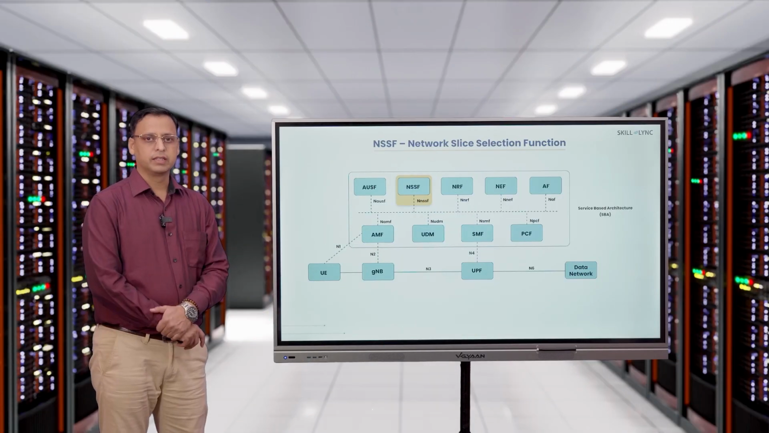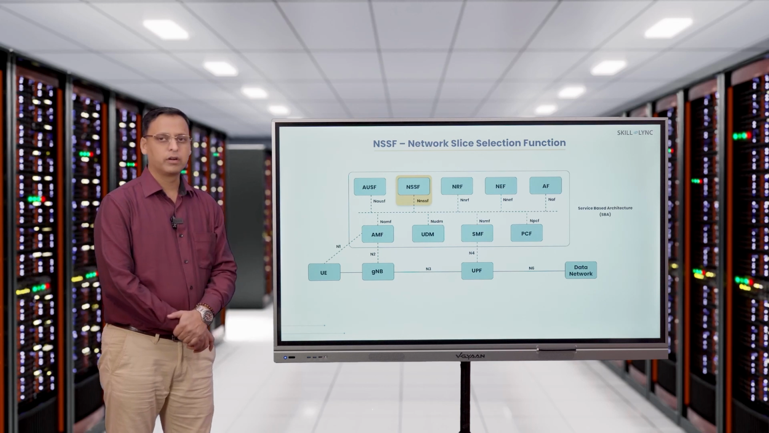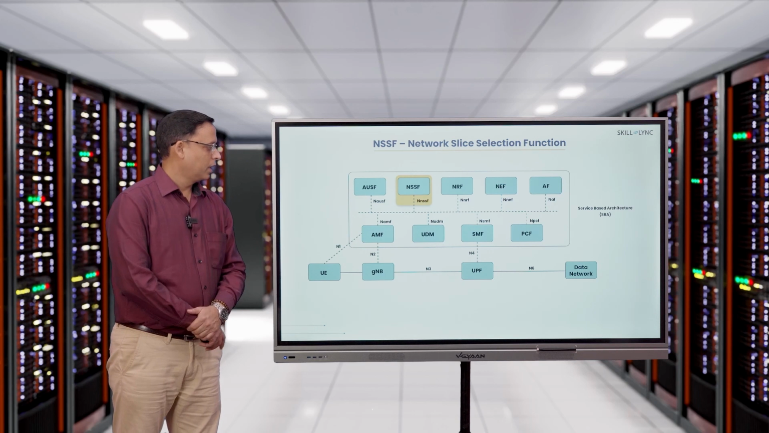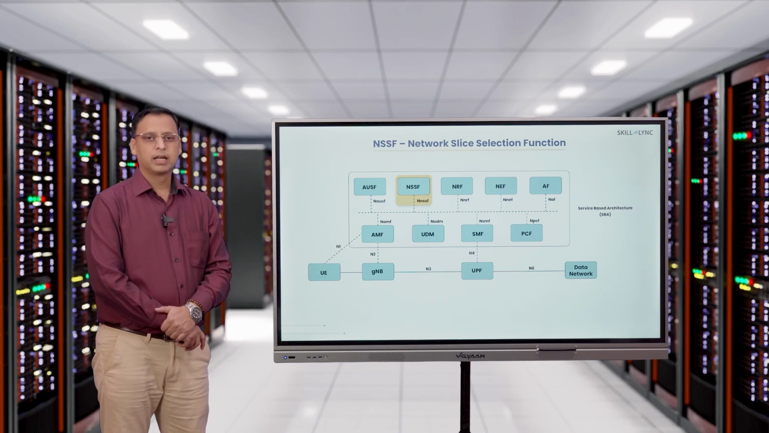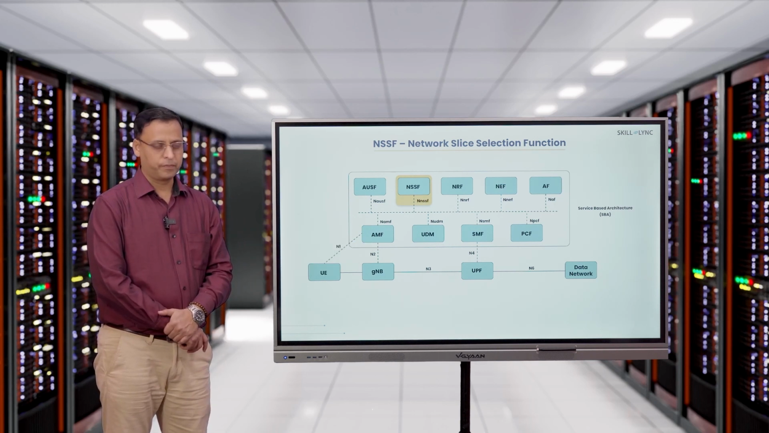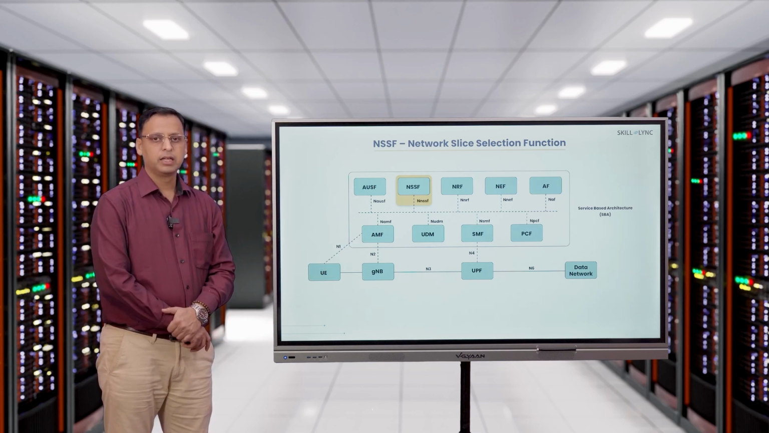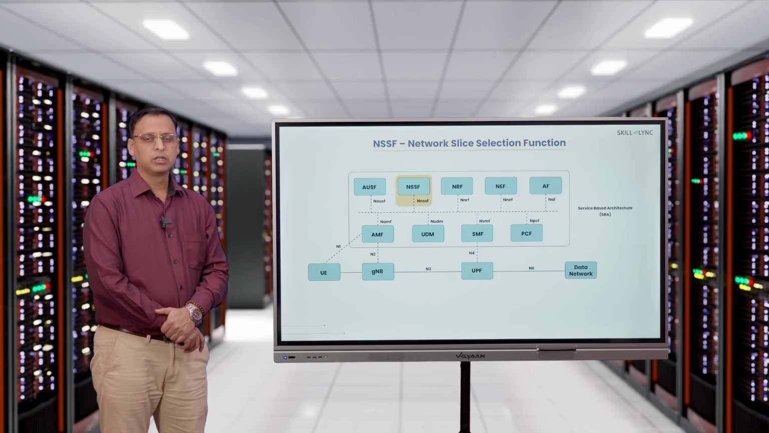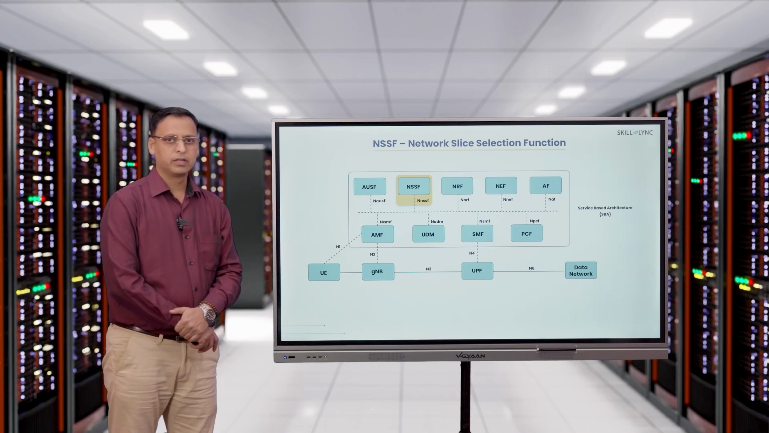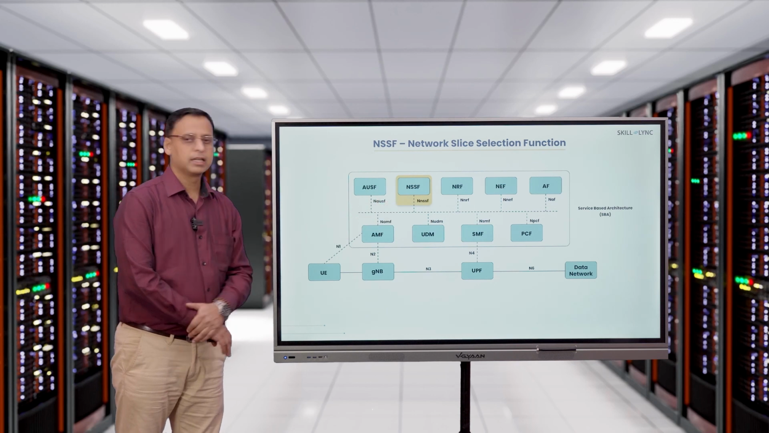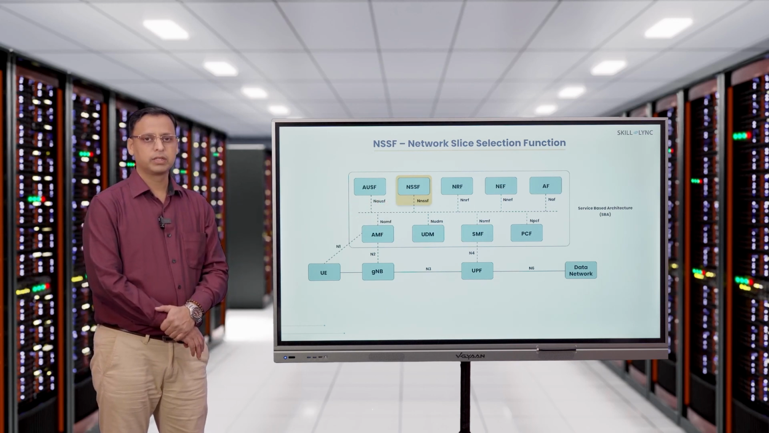One of the network functions is called NSSF, or network slice selection function. Network slice selection function helps the AMF choose the right set of slices for the end user. Whenever the UE is requesting some slices from the AMF and the AMF is not able to support those slices at that particular time, it will take support from the NSSF and choose the right AMF to support those network slices.